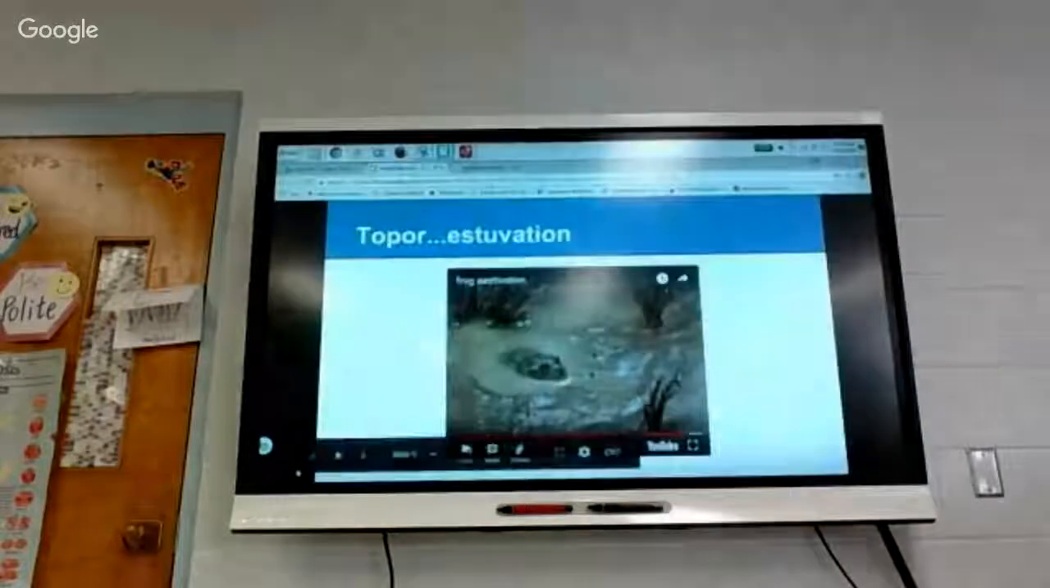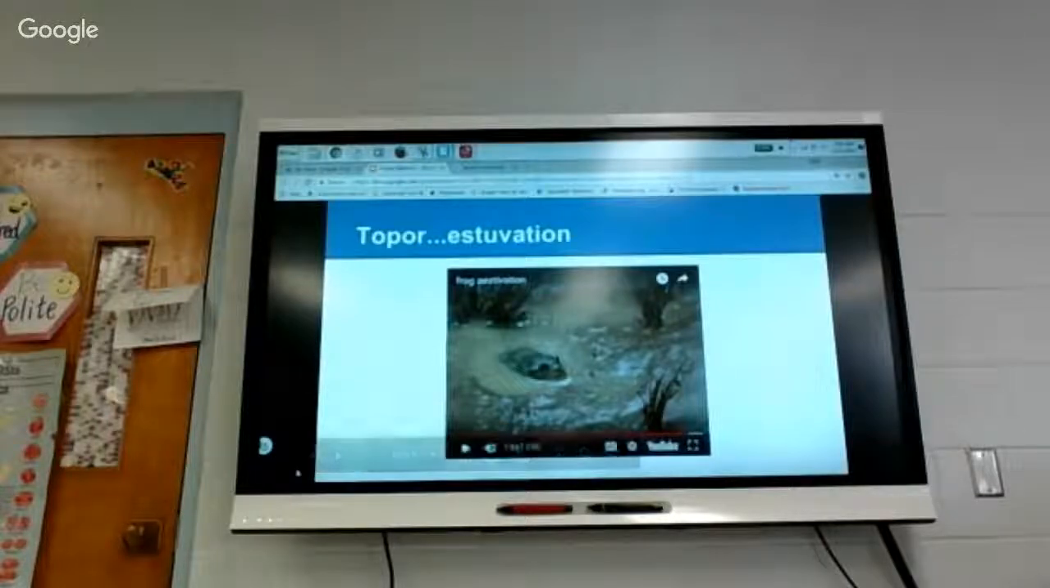What's wild is there's some of these people that know this, they know where to dig, and they actually will squirt the water out of the frog and drink it.